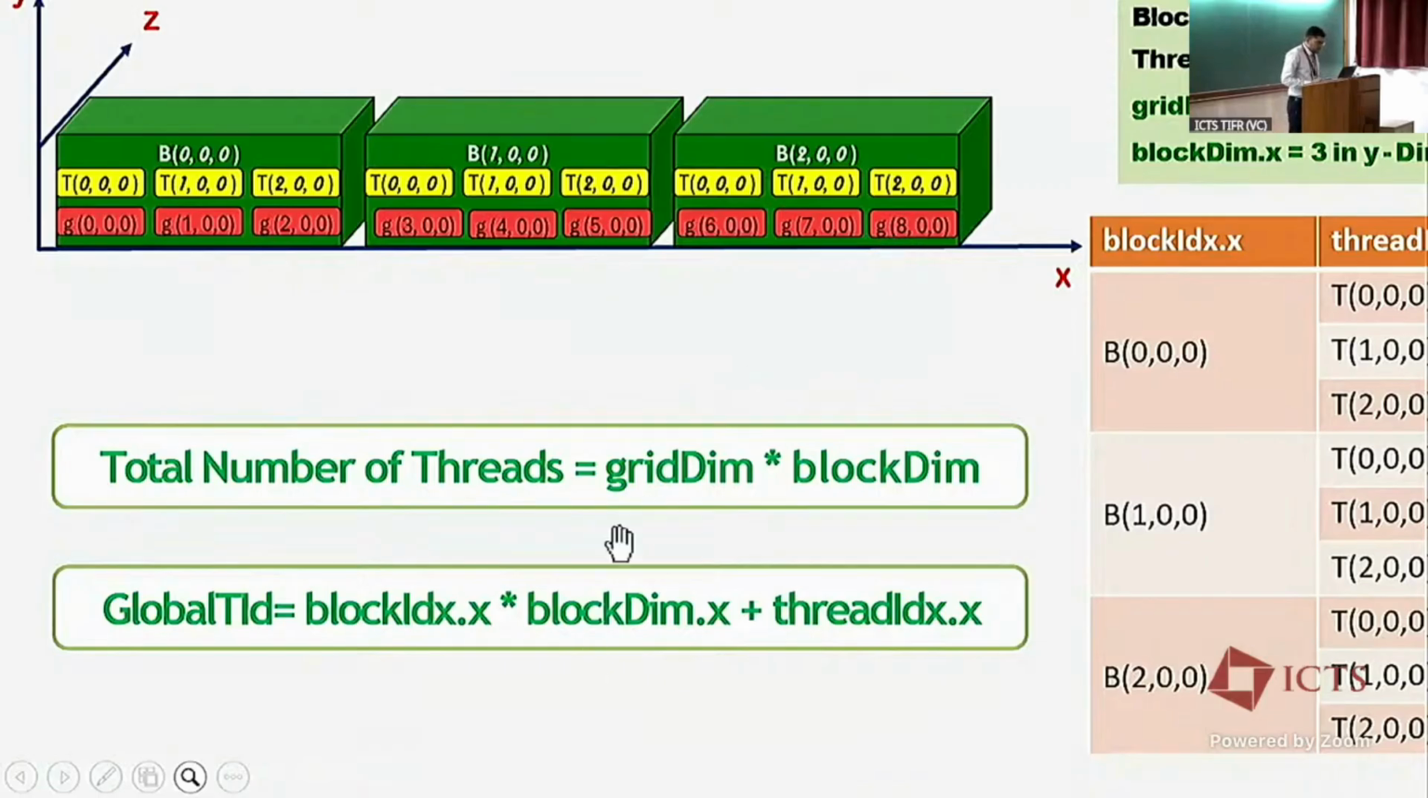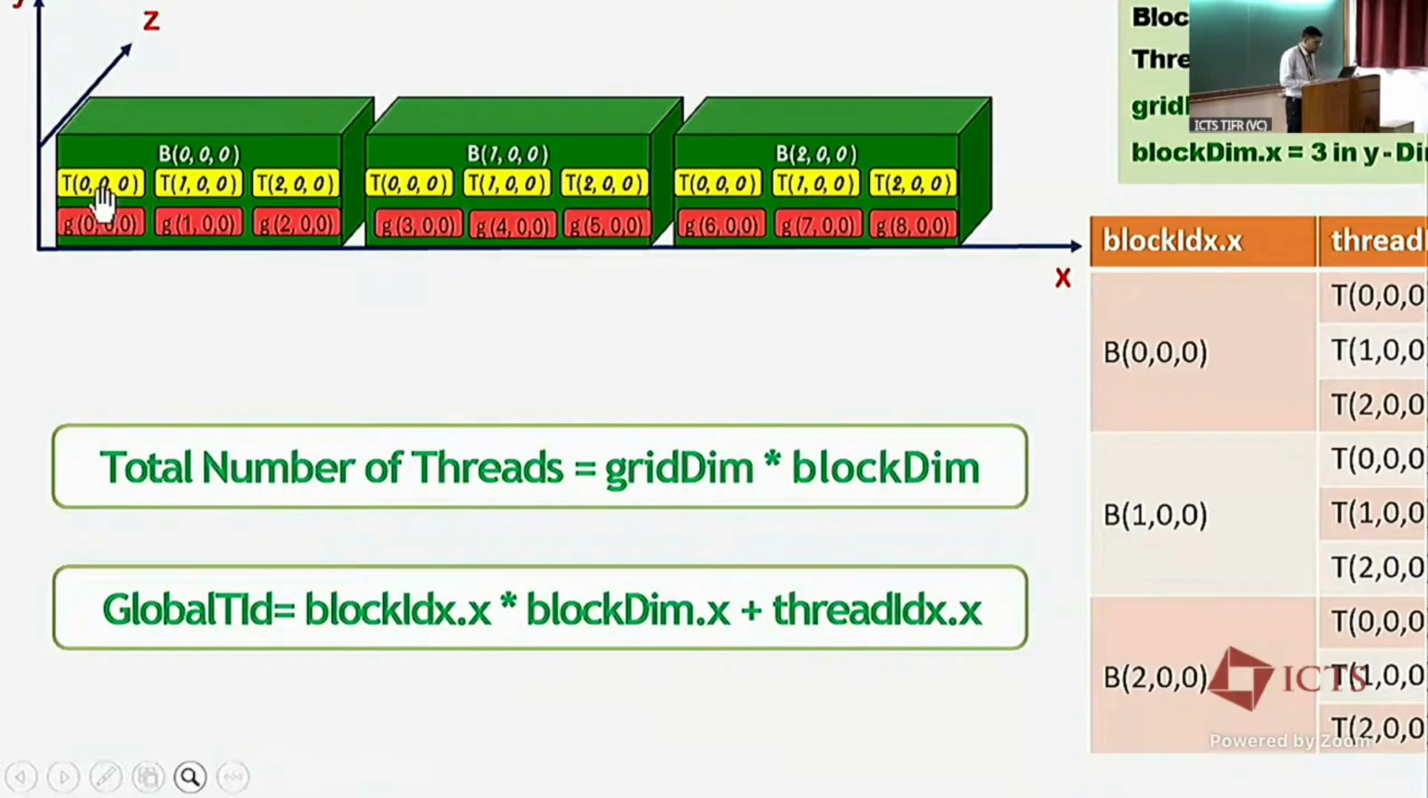Then we always need to calculate the global ID of the thread in CUDA. The formula for the global ID of the thread is equal to blockIdx.x into blockDim.x plus threadIdx.x, right? So we should know blockIdx, blockDim and threadIdx. Then we are able to find out the global ID.